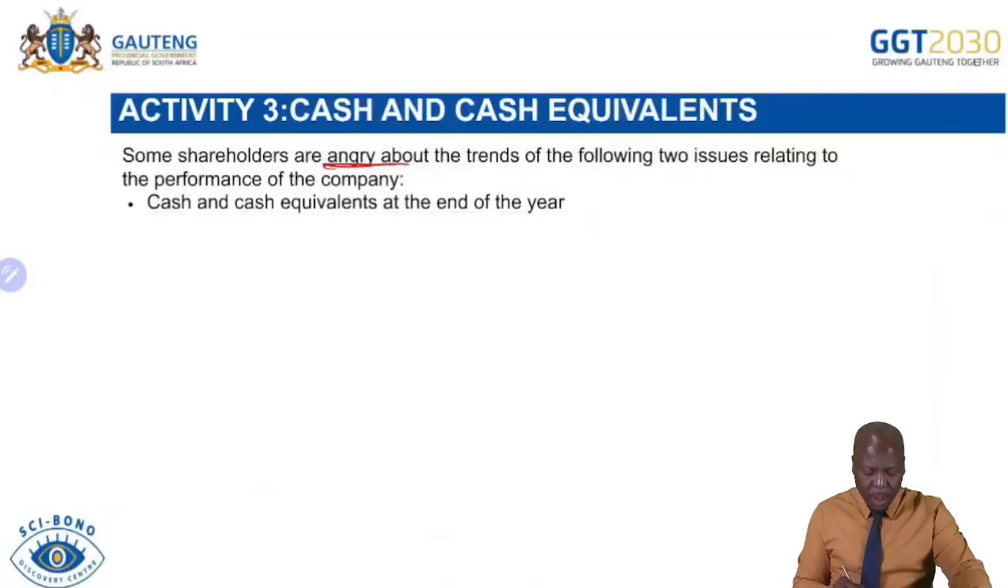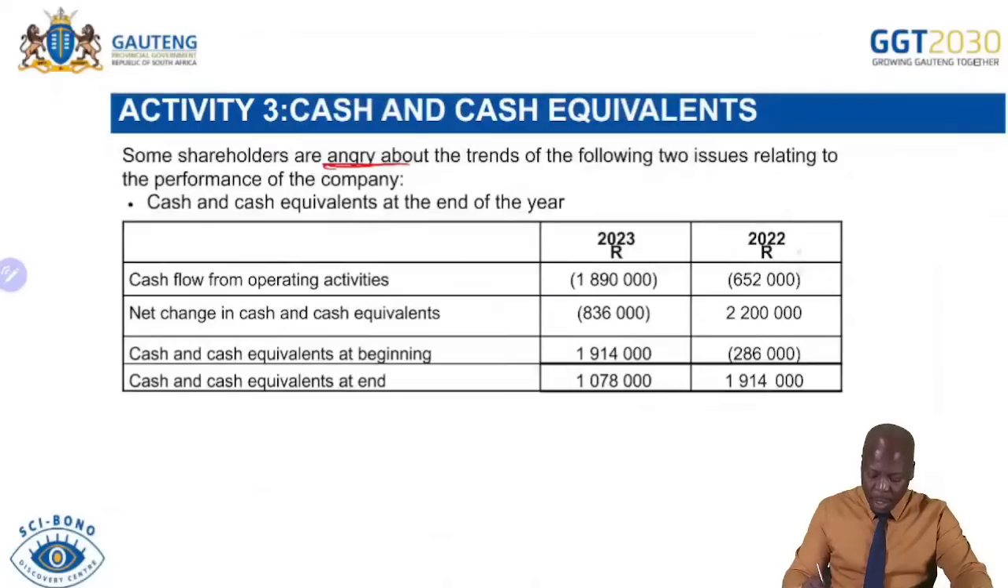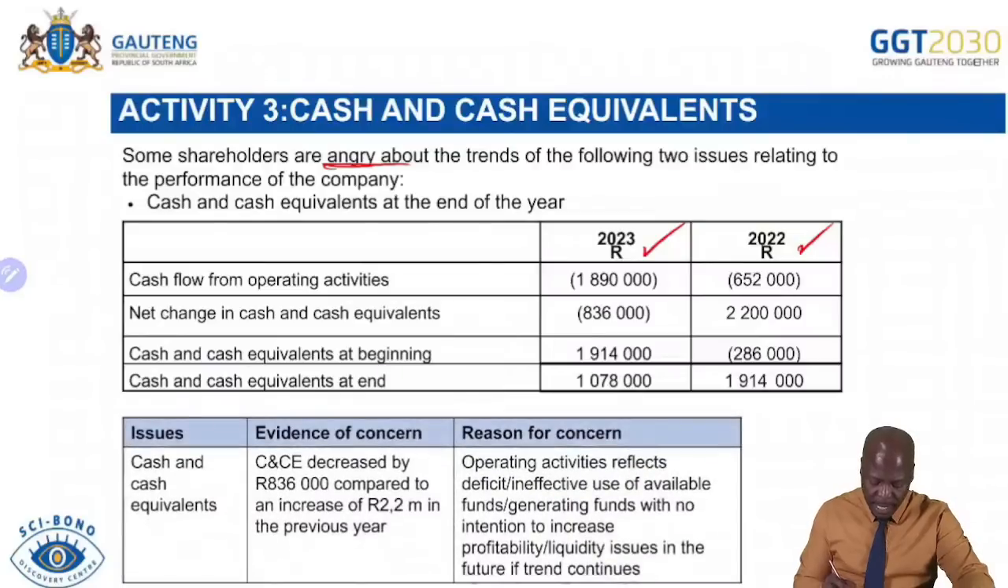And then we are to comment on cash and cash equivalents at the end of the year. So we're given 2022, and then here we have 2023. Let's go and see what we would therefore say. In terms of our cash and cash equivalents, you can see that your cash and cash equivalents has decreased by 836,000. All right, there's your 836. Compared to an increase of 2.2 million in the previous year.